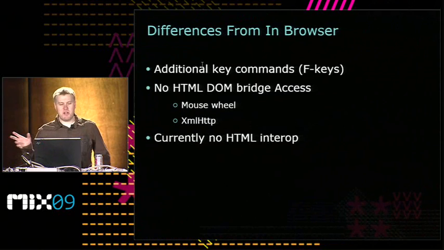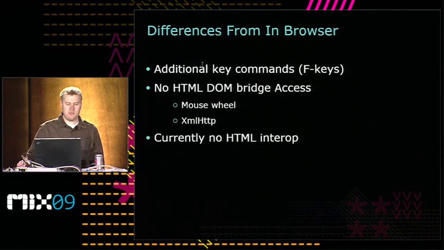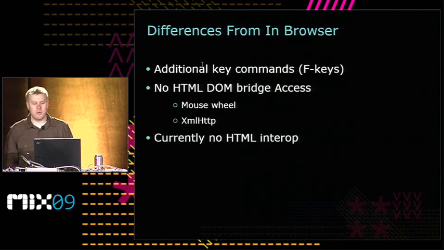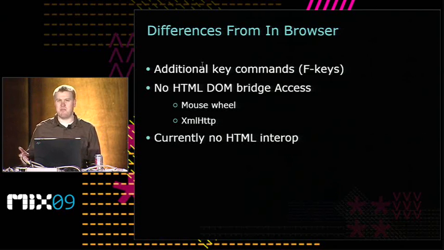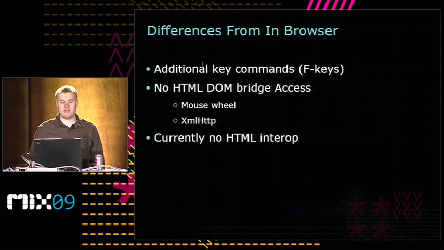So I mentioned the DOM bridge access. There are a few other pretty critical differences between in the browser and out of the browser. One of the nice things is that the browser is no longer getting the first shot at all the keystrokes, so you can handle a lot more key combinations, control plus keys, but especially the function keys. I'm using F5 to launch the slideshow in my slideshow app when it's out of browser, but in browser I have to generate some other wonky keyboard combination.